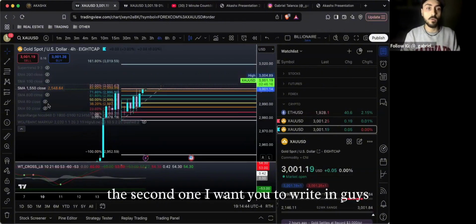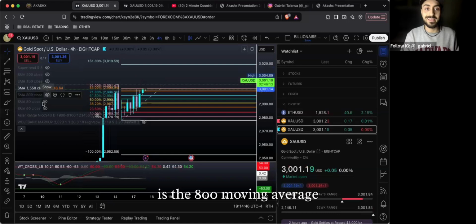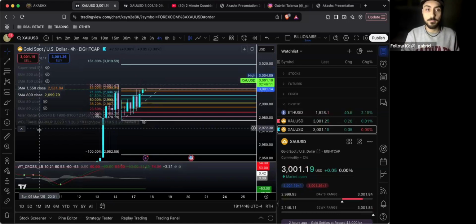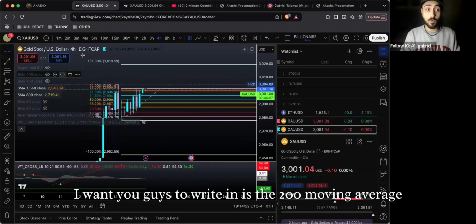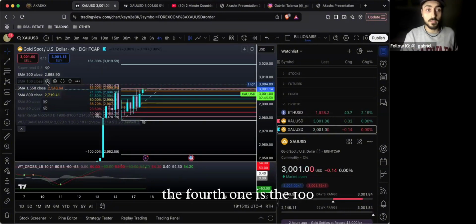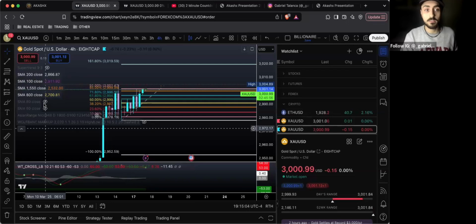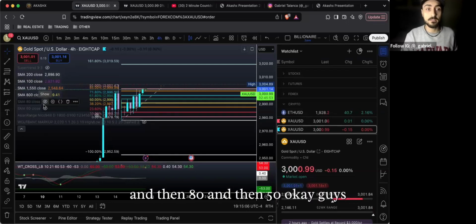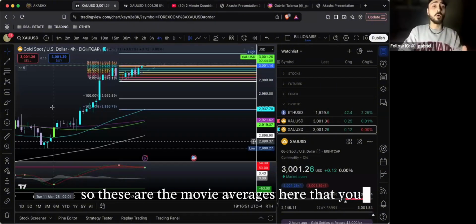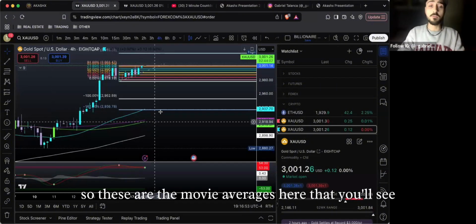The second one I want you to write in, guys, is the 800 moving average. The third one I want you guys to write in is the 200 moving average. The fourth one is the 100, and then 80, and then 50. So these are the moving averages here that you'll see, guys.